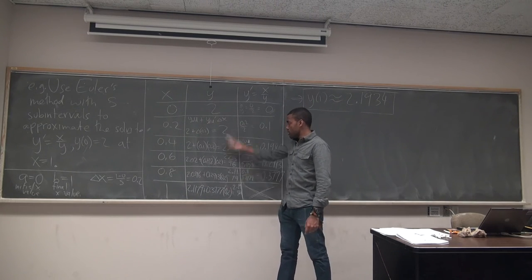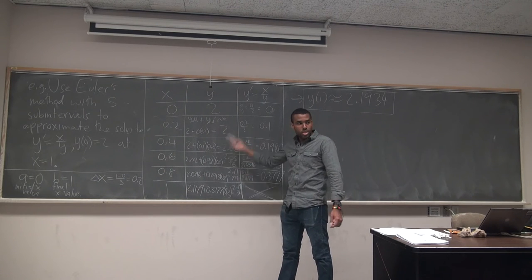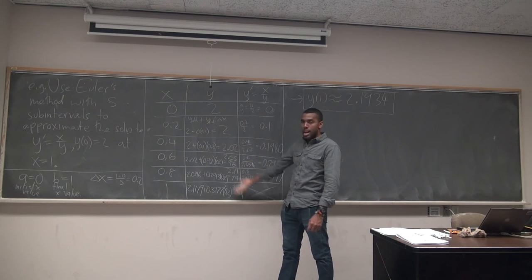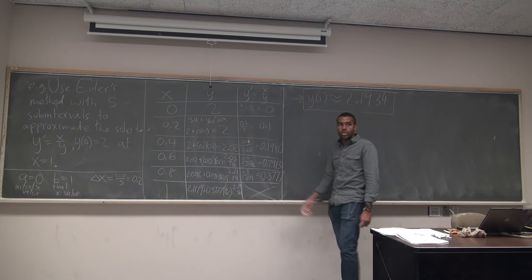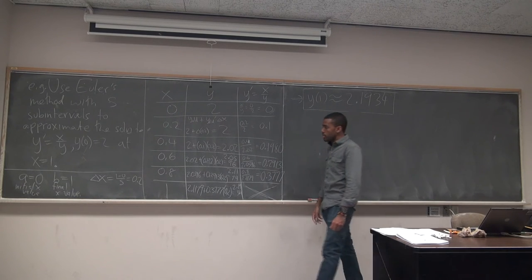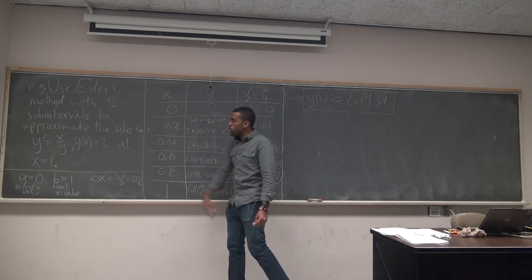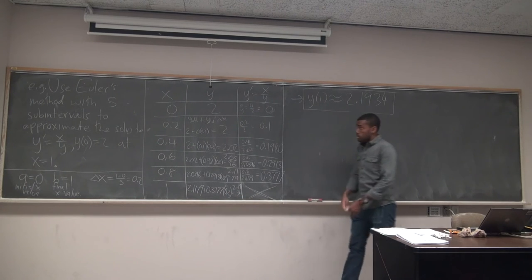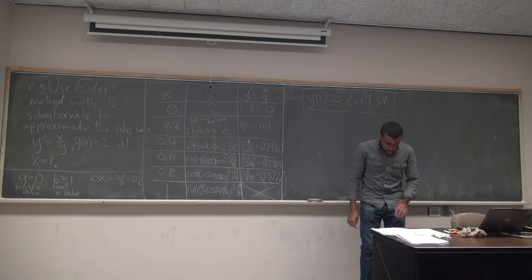Note that we didn't use any calculus, we didn't integrate, we didn't differentiate. It's algebra, all using an equation that we derived from calculus. But it helps us to approximate our solution. So that's Euler's method in a nutshell.